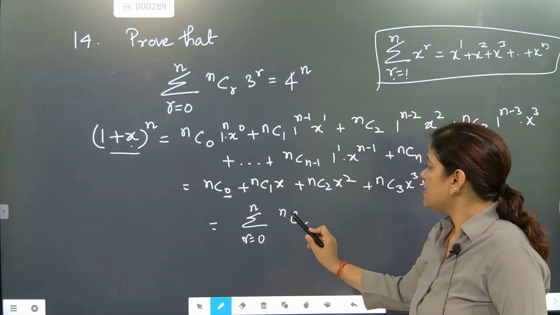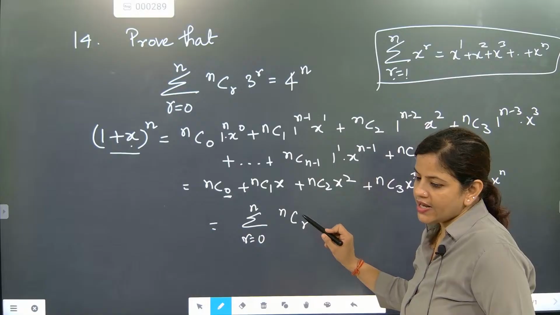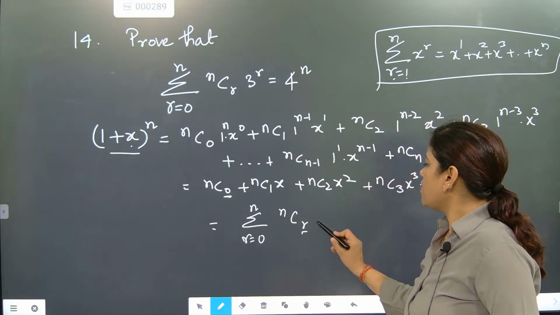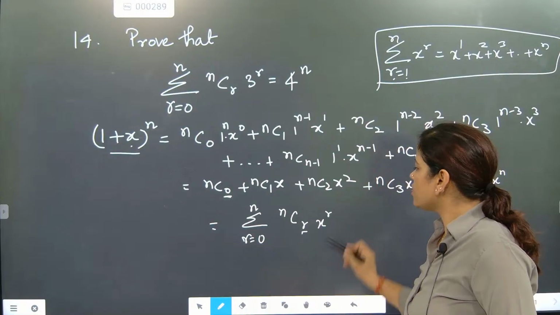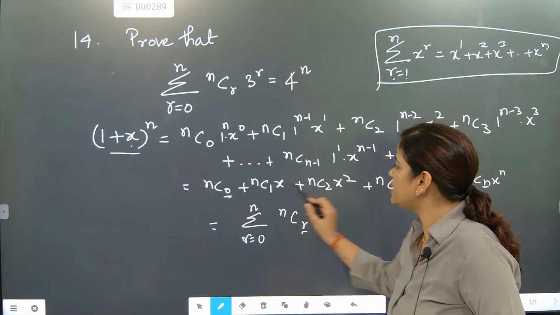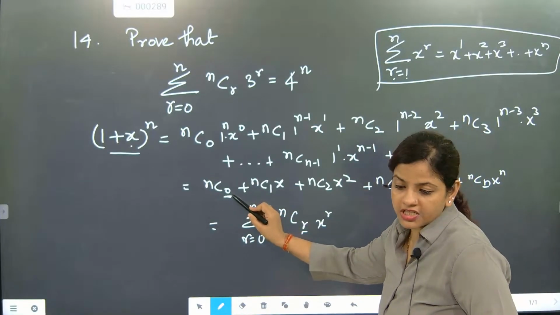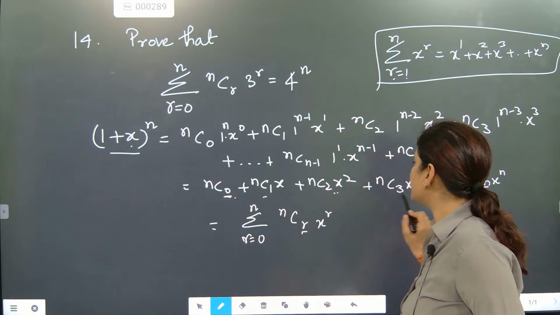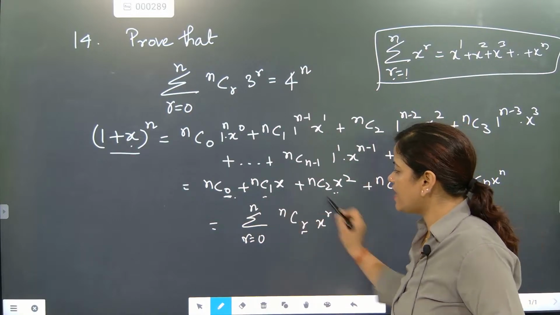So in C, n is fixed, and only r is changing. Now x to the power r, because here the power of x is also changing, and the lower factor is also changing. So this is the section we have written.